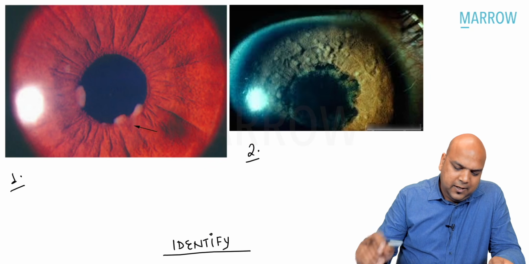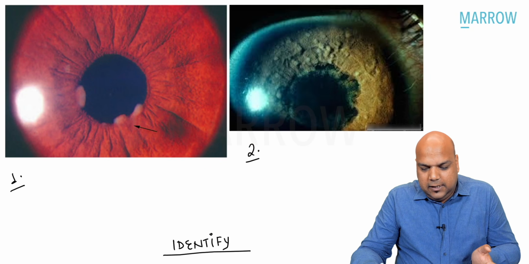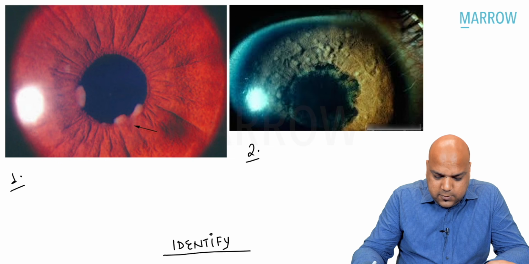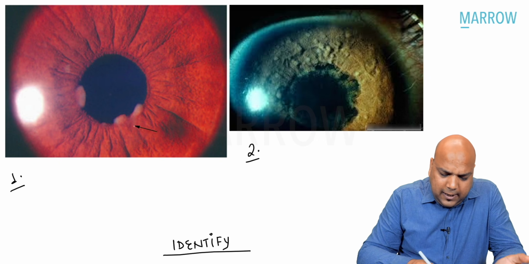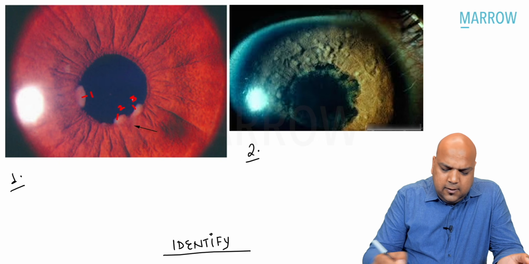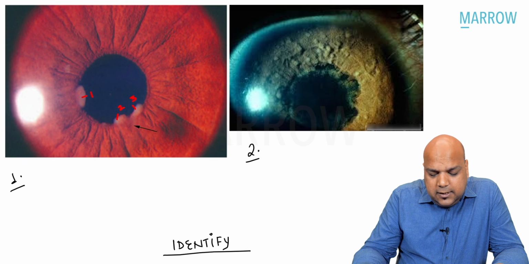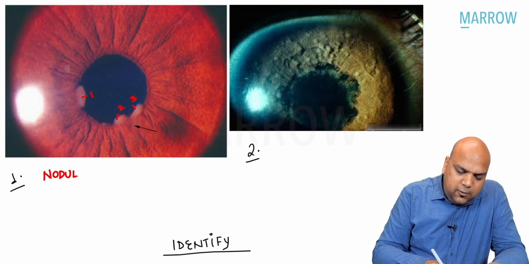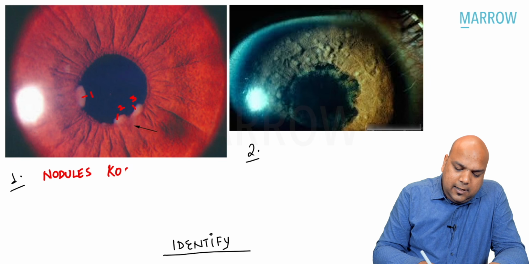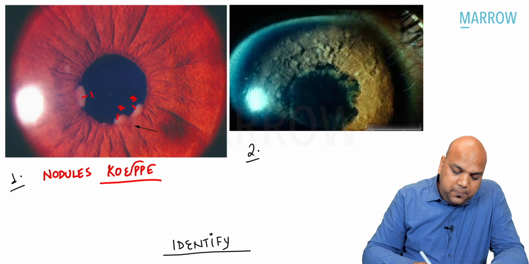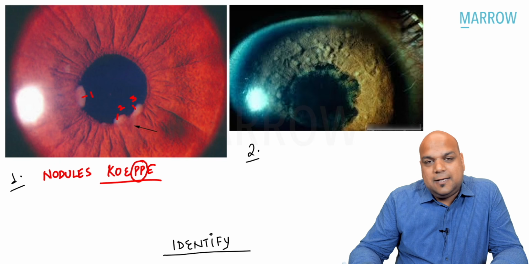Next, move on, please. All right, so we are asking you to identify lesion number 1 and lesion number 2. Pretty simple. Spot diagnosis, if you can do it. Spot number 1 is pretty easy. What can we see? A black arrow is marked and there are 3 structures, 1, 2, and 3. What are these and where are these? See, they are at the pupillary margin. If they are some kind of nodules at the pupillary margin, my mind goes to Koeppe nodules. Koeppe nodules, pupillary margin. As simple as that.